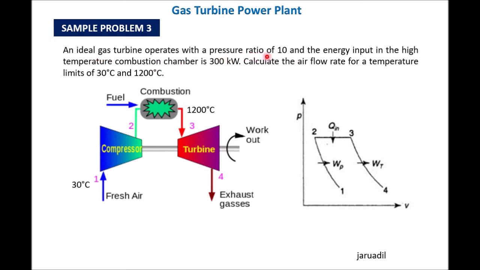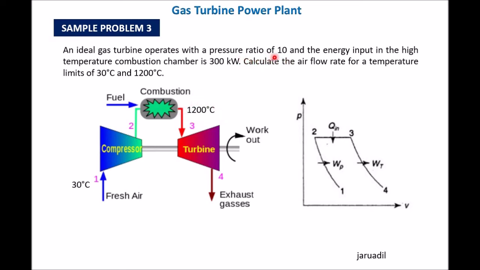So it says, calculate the airflow rate for a temperature limits of 30 and 1200. Temperature limits mean the maximum and minimum temperature in the cycle. So where is the 30? That is at the fresh air, at the suction. Where is the 1200? After the combustion. Here is the maximum temperature. So, you plot it.